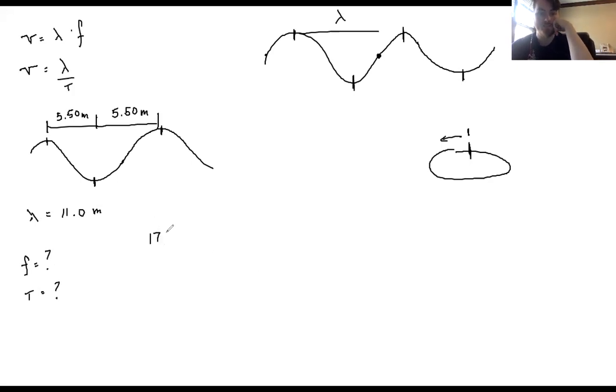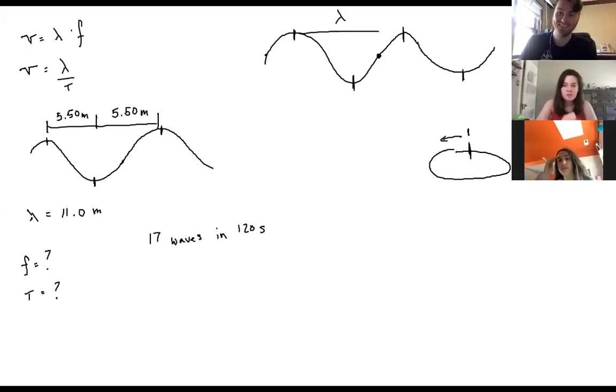So if we have 17 waves in 120 seconds, here's the idea. What's a frequency? Let me start here. What's the unit for frequency? Hertz. It's hertz. Now, what does a hertz mean? 1/second, right? Perfect. So it's 1/seconds. It's how many waves occur per second is a hertz. That's what it's really talking about.